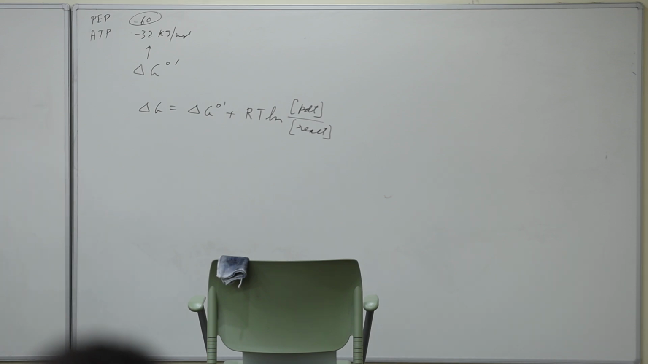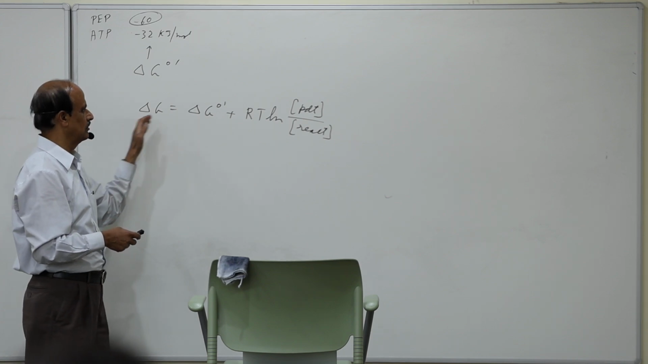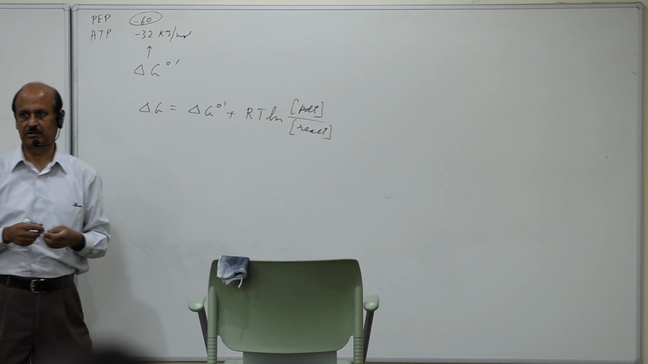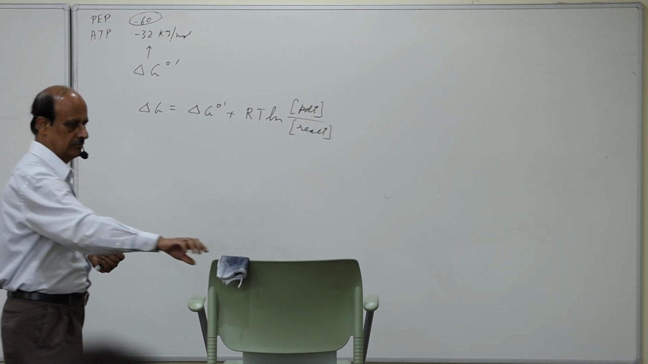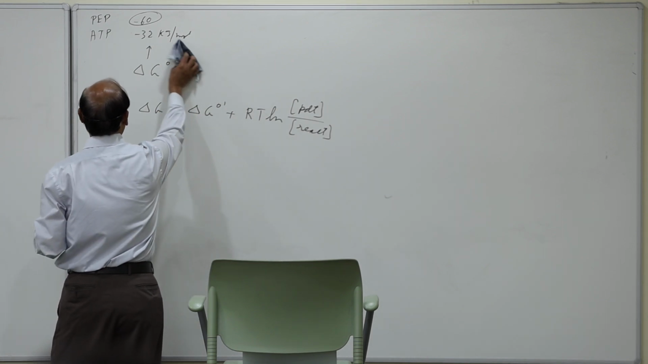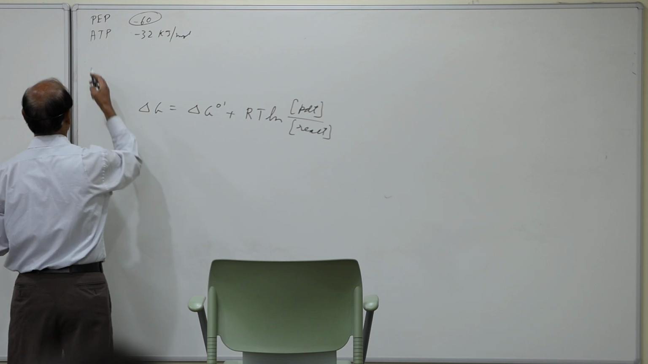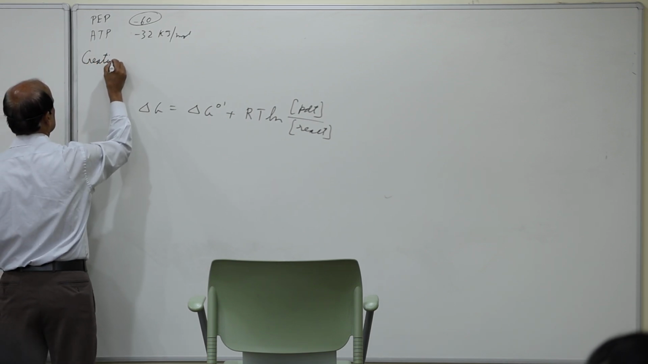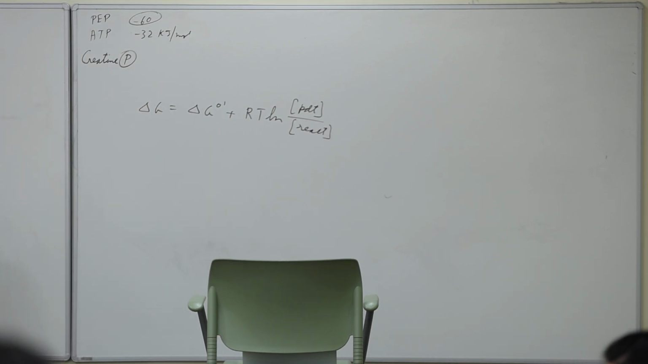And so the actual delta G, whether the reaction will happen or not, which direction the reaction will go, all that is decided by this overall delta G and not by the delta G0 prime. One example of that discrepancy you will find is this high energy compound called creatine phosphate. Creatine phosphate, people may have heard of creatine, right?